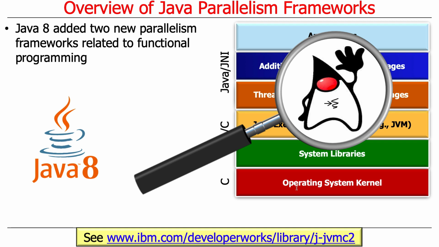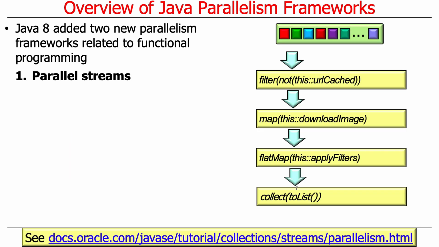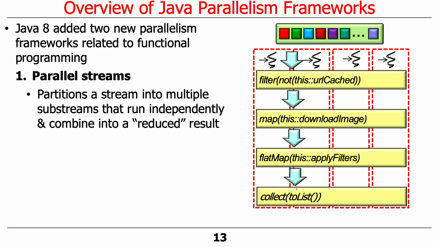Java 8 then came along and added some new frameworks that do parallel processing with a functional veneer, a functional facade. And those frameworks are first parallel streams, which takes the concept of a stream, which we've been talking about so far, and it allows the data to be broken up into chunks. So it partitions a stream into substreams or chunks, and then it runs those chunks in parallel on multiple cores in a pool of threads that are Java threads, and then it combines everything into a so-called reduced result.